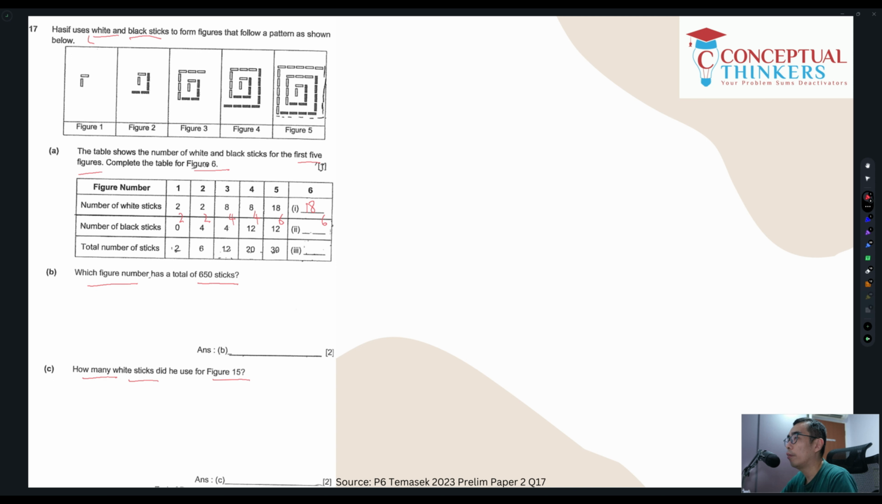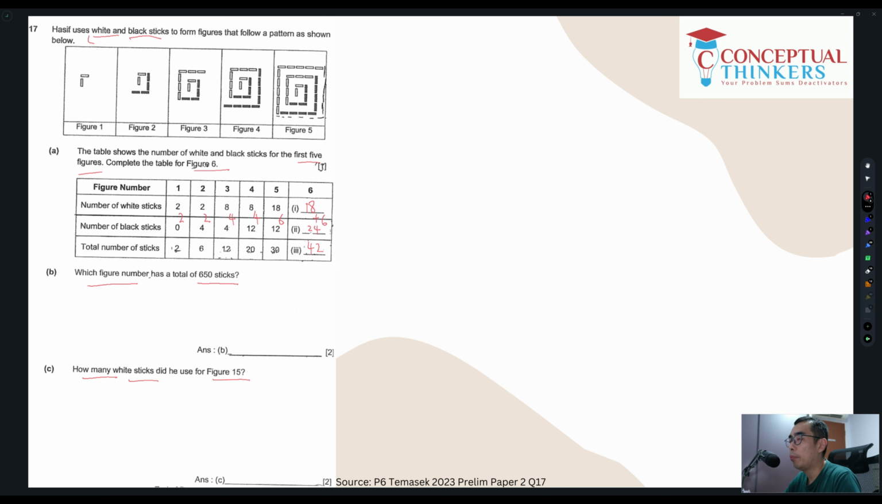And on the even figure number, the black sticks number will be bigger than the white sticks. So that's why I need to do an addition. So 18 plus 6 will give me 24. So 24 will be the answer for part 2. Now for the total number of sticks, we just need to add this up. So 18 plus 24 should give me 42. Okay, so this is how I actually solve the question for part A.